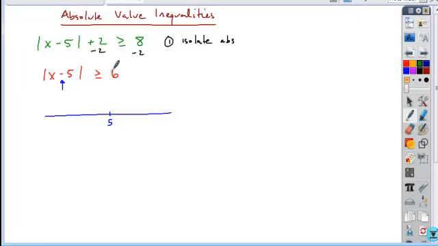Okay, what does come into play is this number. This number is the distance in each direction from this reference point that your graph is going to be located. So what's 6 units to the right of 5? 11. And what's 6 units to the left of 5? -1. So those are your actual two values. Those are the critical values that you're looking at.